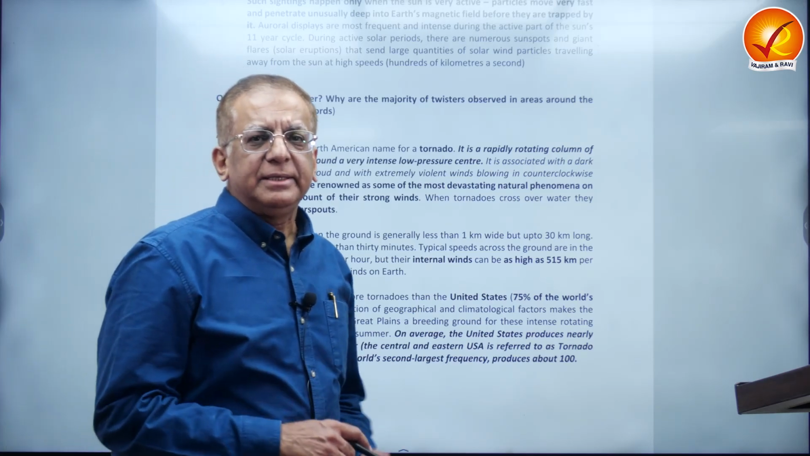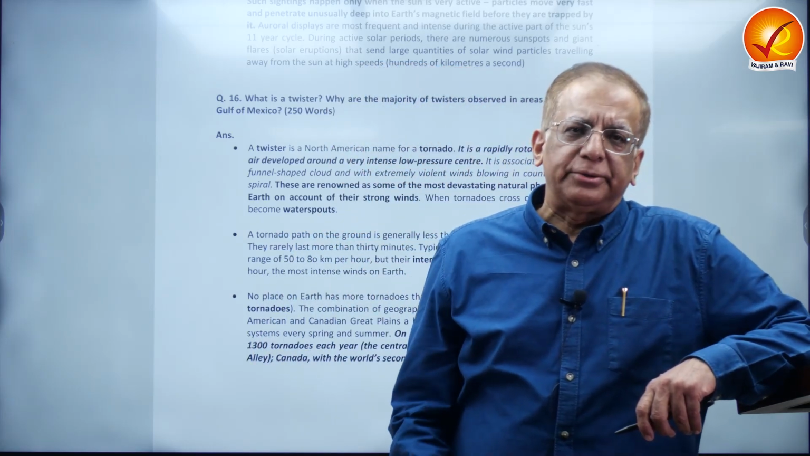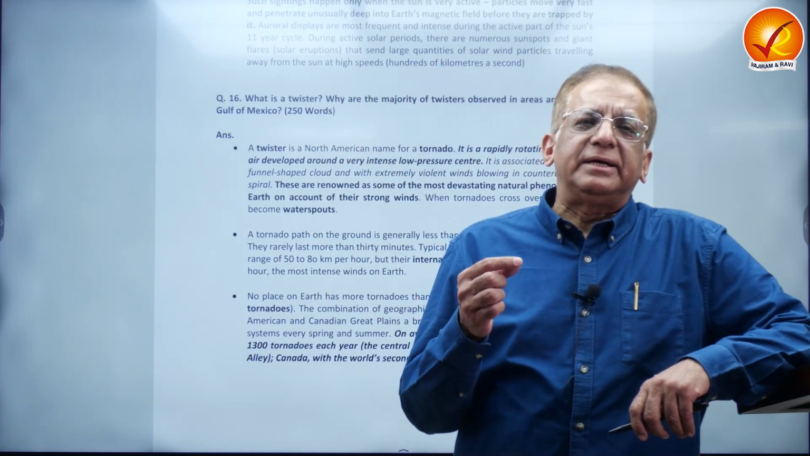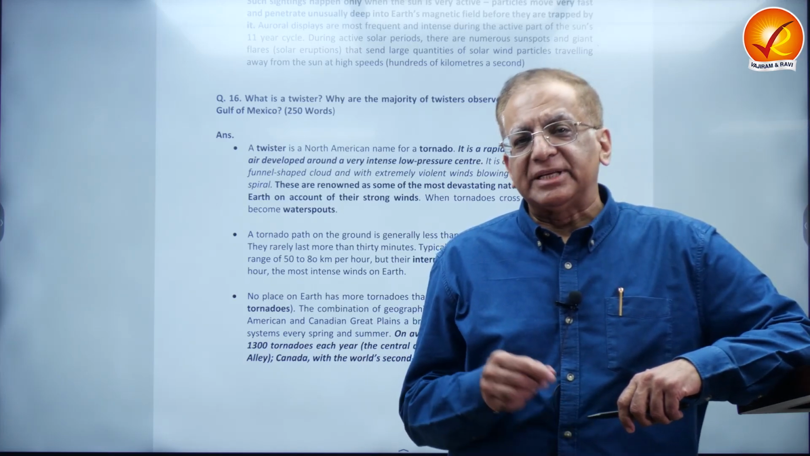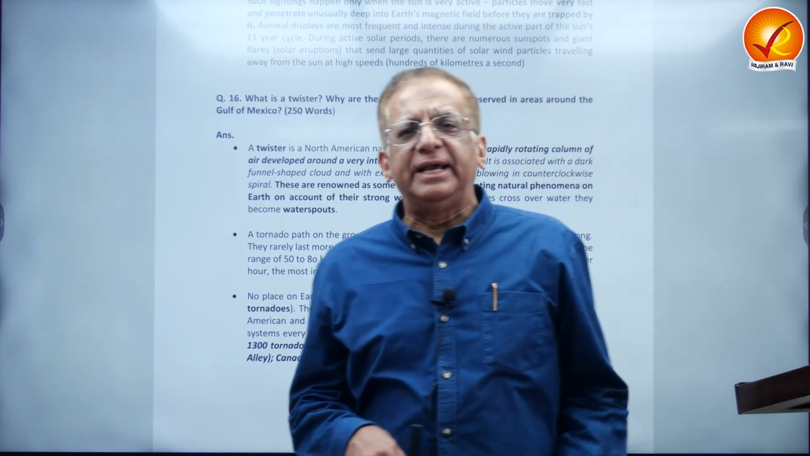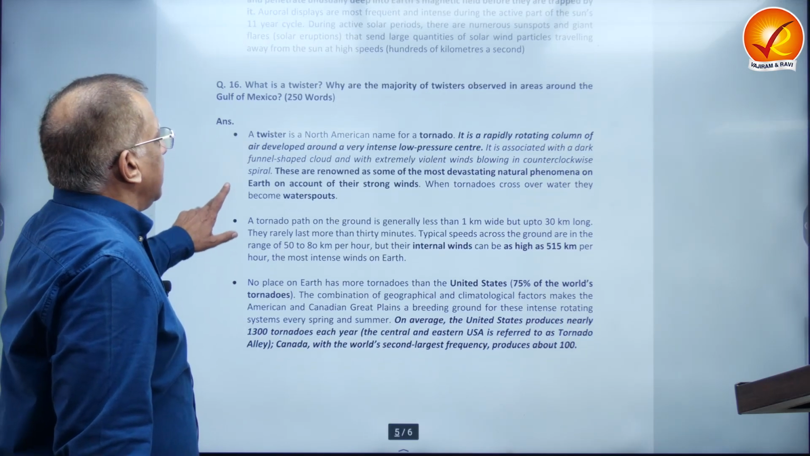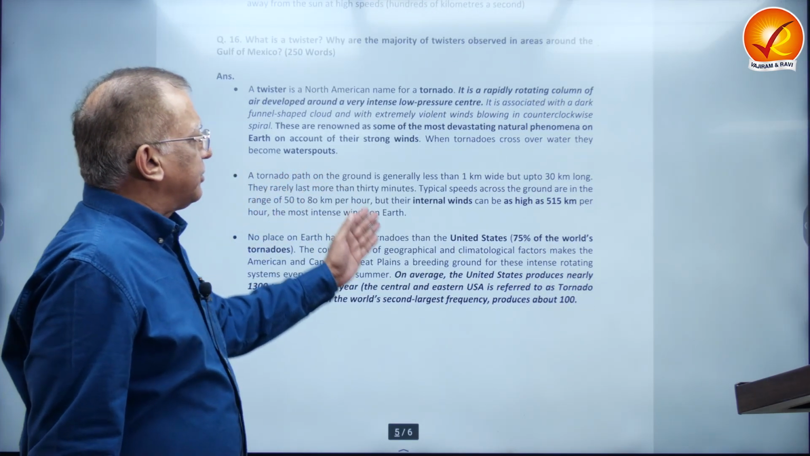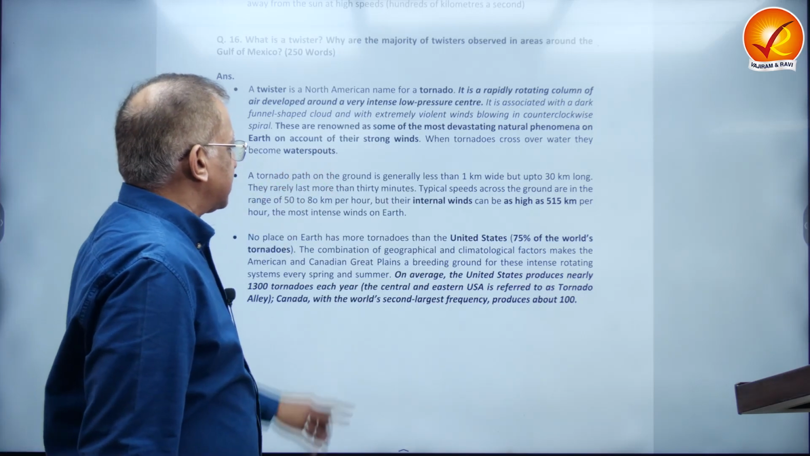The reason being that in the internal part of this tornado, the winds are moving at great speeds. Sometimes they cross 500 kilometers per hour. And these speeds are the major reason for the destruction associated with these twisters or the tornadoes. Now, when these tornadoes cross over the surface of a water body, then they are called waterspouts.